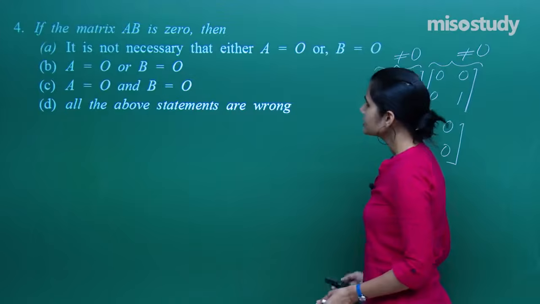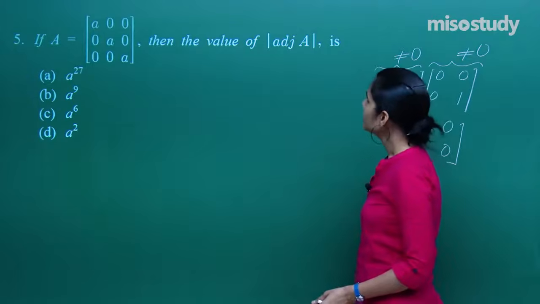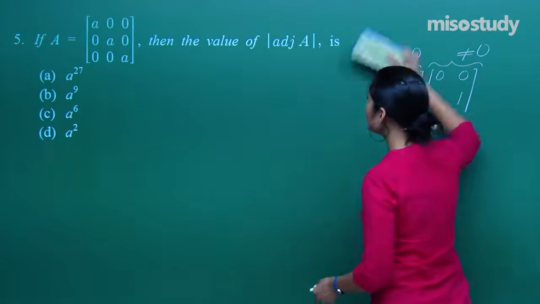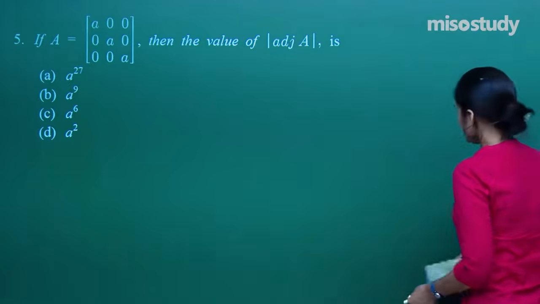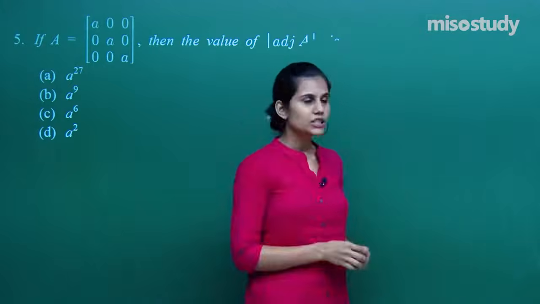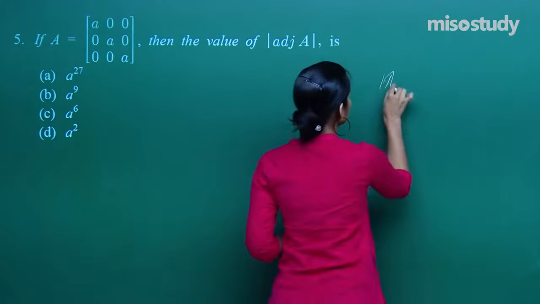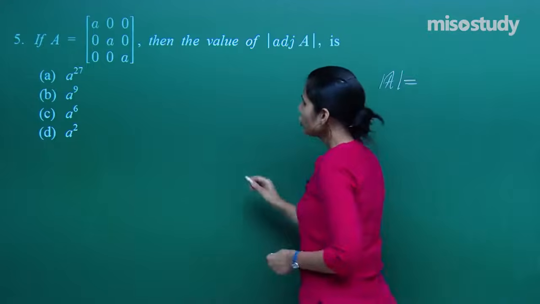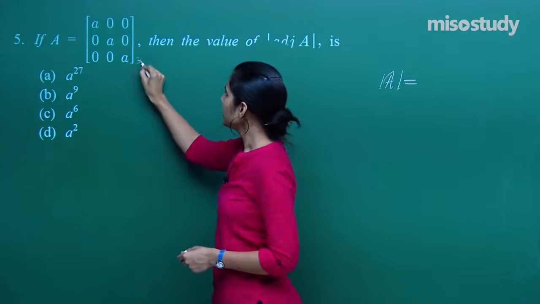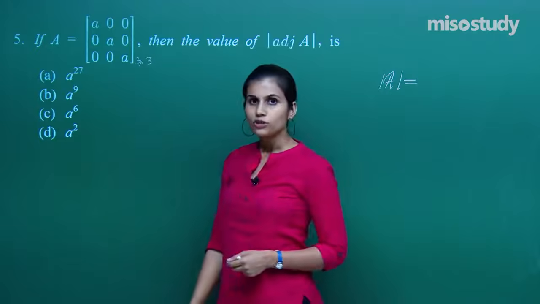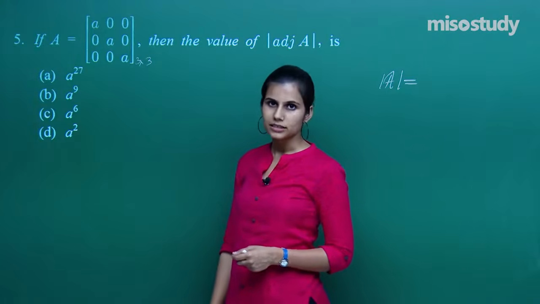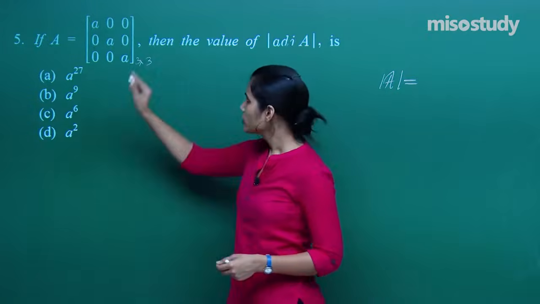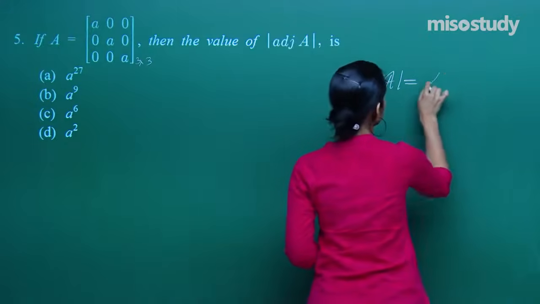Next question says, if A is this, then what is the value of the determinant of adjoint of A? Again, very, very direct use of the concept. What is determinant of A? Because A is a diagonal matrix of order 3, you know that determinant of A is nothing but the product of its diagonal entries, which is alpha into alpha into alpha.